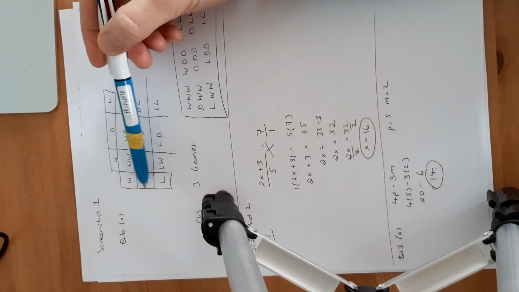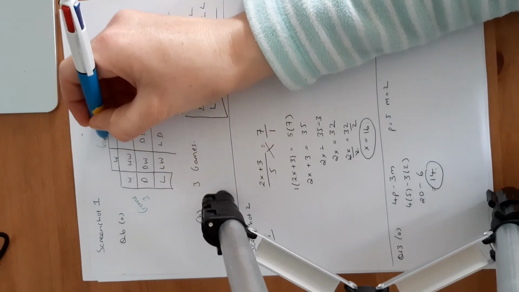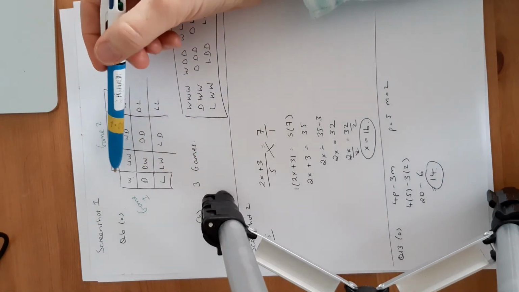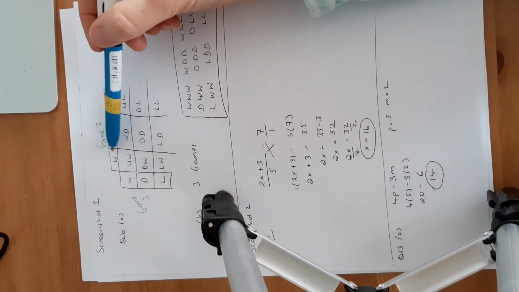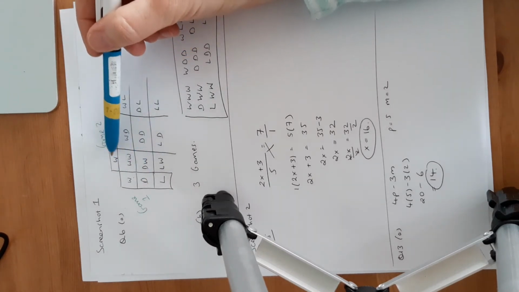So game 1 is down the side. So this should be game 1. And this is game 2. So in game 1, she could win, draw, or lose. And in game 2, she could win, draw, or lose. So in a two-way table, we combine the results of, for example, both games.